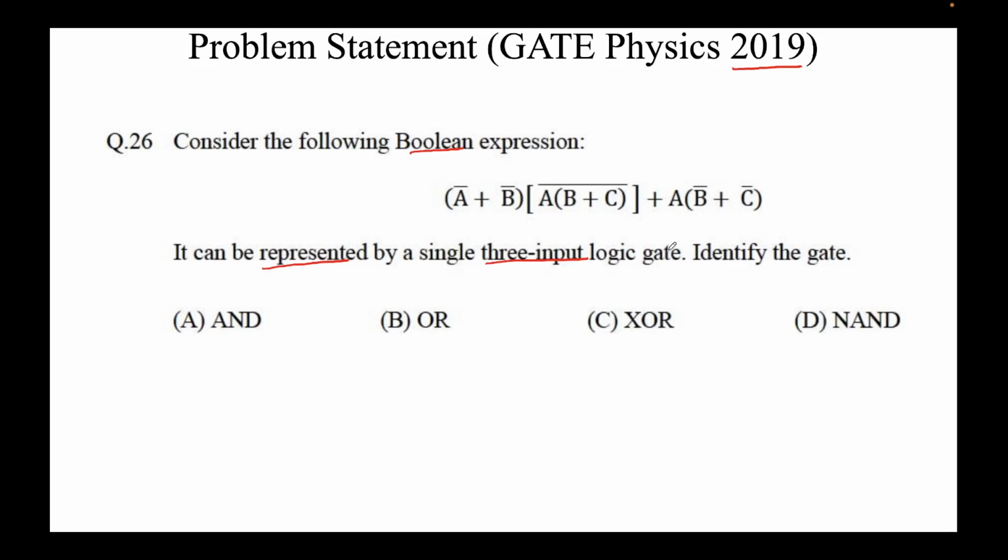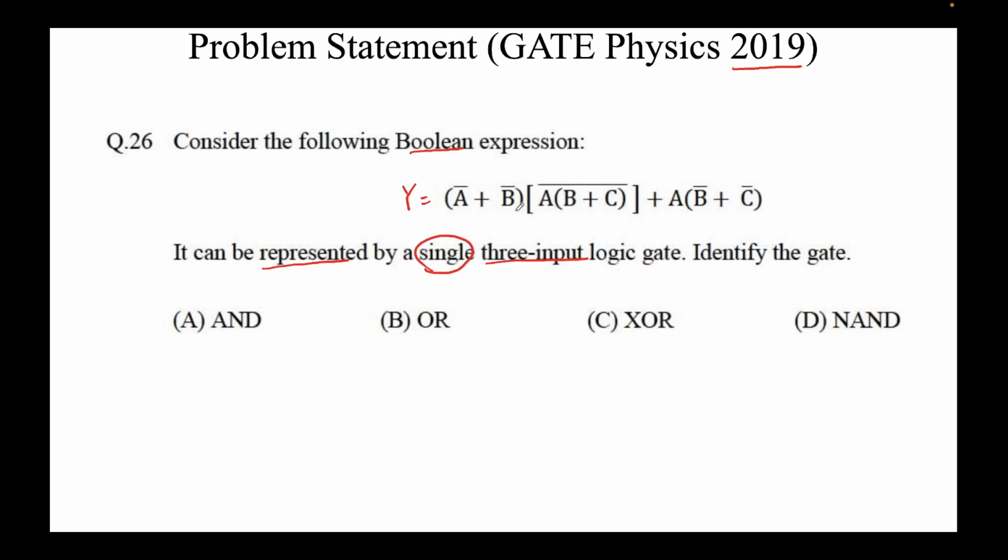Now let's look at the question carefully once more. It's saying that this Boolean expression, let me assume this is Y, can be represented by a single gate. This means it can be simplified to just one single expression, which in turn can be represented by just one single 3-input logic gate.